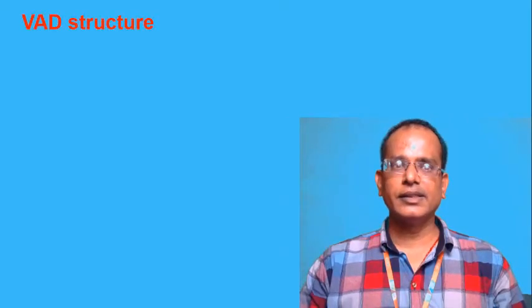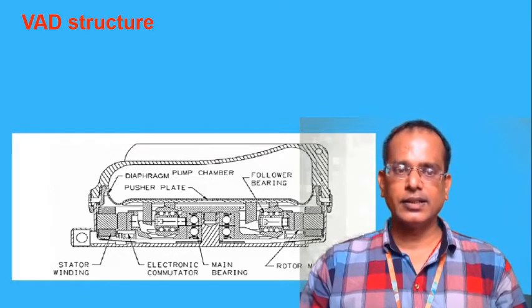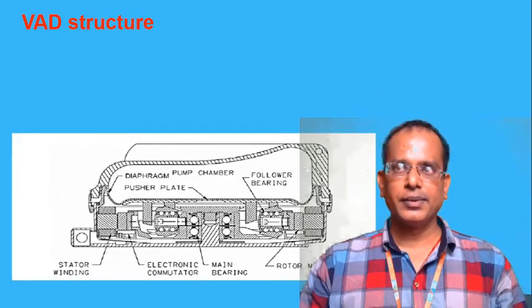So first we will see the structure of a VAD. This is the first generation. It has a stator machine and a rotor magnet. The rotor rotates according to the stator action, and when the rotor rotates, it provides pressure over the tube. In that way, the blood flow rate is improved with the help of this arrangement.